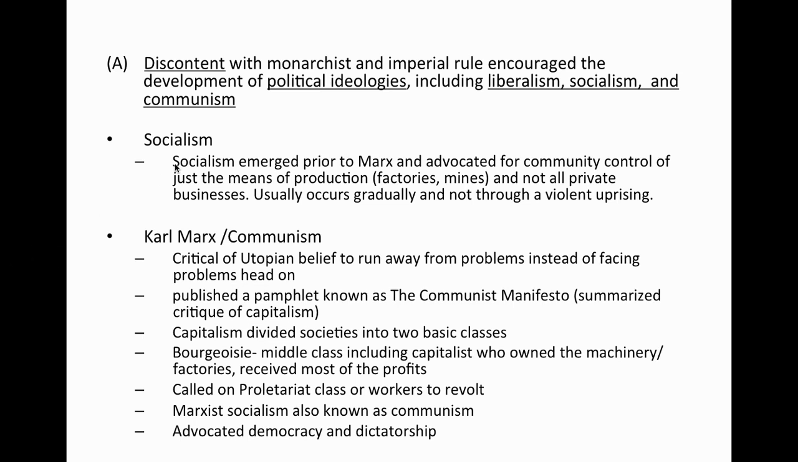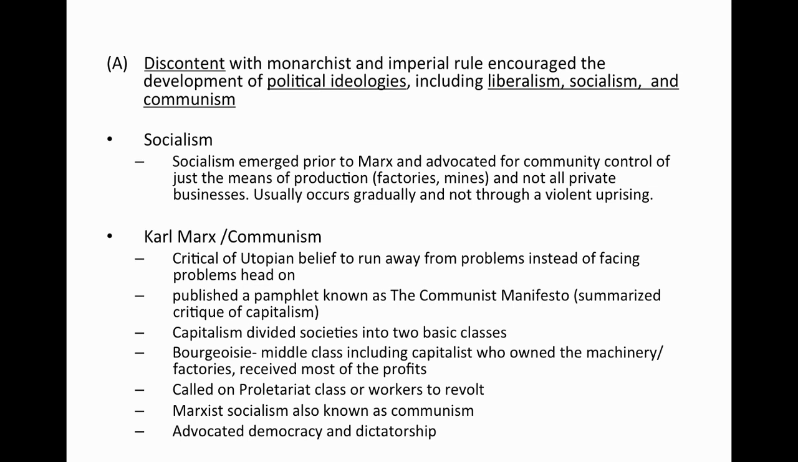Socialism had been around in the 1800s as industry rose. Again, Marx, in theory, his beliefs were founded on socialism. He just went a little further. So socialism was this belief that the community, the workers, they control the means of production, the factories, the mines. Not all private businesses are owned by the community. So you might have some private ownership, some form of capitalism. But again, the major industries that produce things are going to be owned by society, or especially the workers would own that.